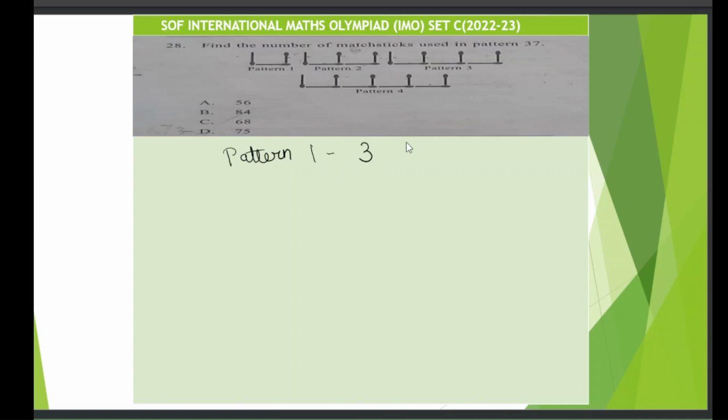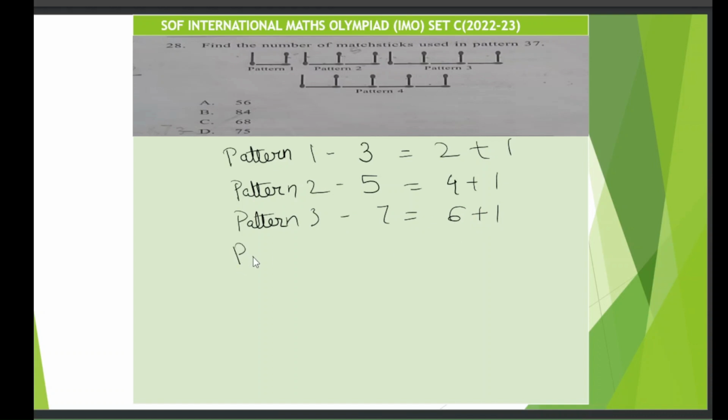Pattern 1 has got 3 matchsticks, which means 2 plus 1. Similarly, pattern 2 has got 5 matchsticks, which is 4 plus 1. Pattern 3 has got 7 matchsticks, so it is 6 plus 1. Until pattern 3 it's given in the figure, so let's understand pattern 4. Pattern 4 has got, if you count, 9 matchsticks, which is 8 plus 1.